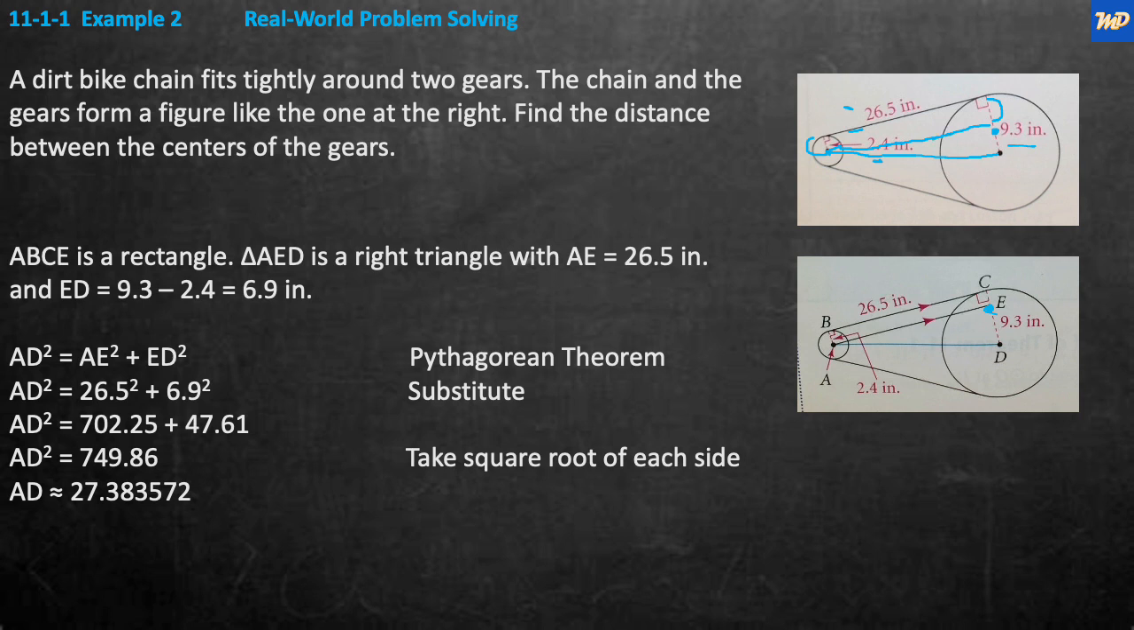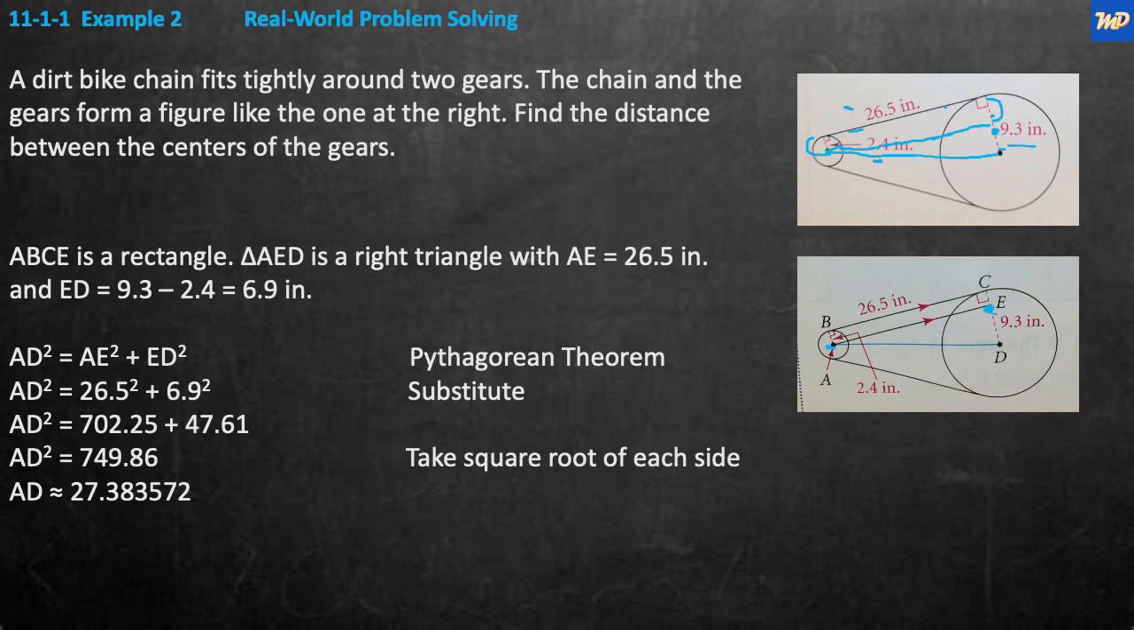This line is parallel to this line. This line here, the radius here, is perpendicular to the line that's 26.5 inches. So our new line is also perpendicular to this 9.3 inch radius. Okay? And it says here that the right triangle with AE, that's A right here, the A to E is 26.5 inches, just like the BC is.